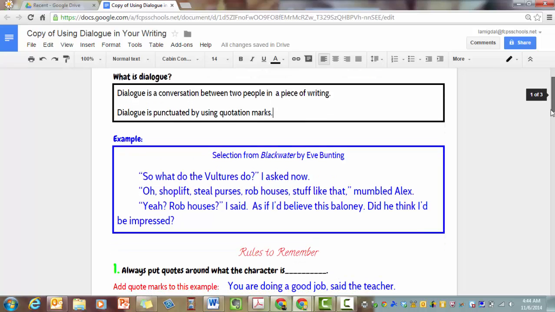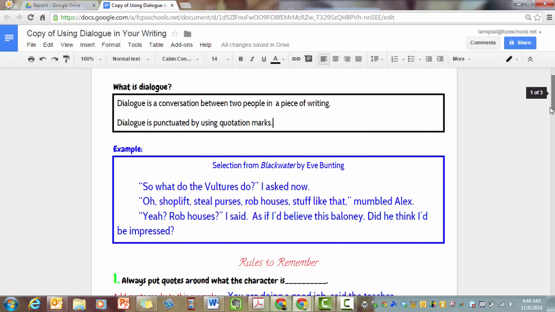All right, take a look at this example from a story called Blackwater. It's a novel. And I want you to notice as I read the quotation marks and the punctuation. "So what do vultures do?" I asked now. "Oh, shoplift, steal purses, rob houses, stuff like that," mumbled Alex. "Yeah? Rob houses?" I said, as if I'd believe this baloney. Did he think I'd be impressed?